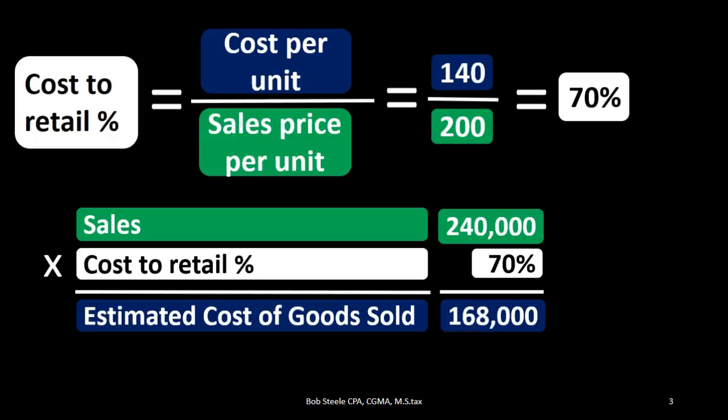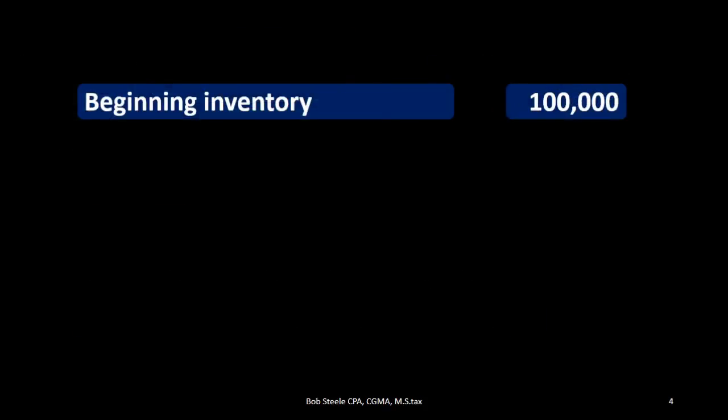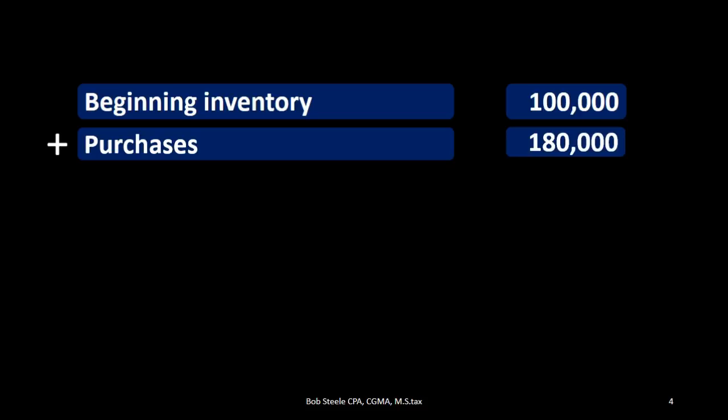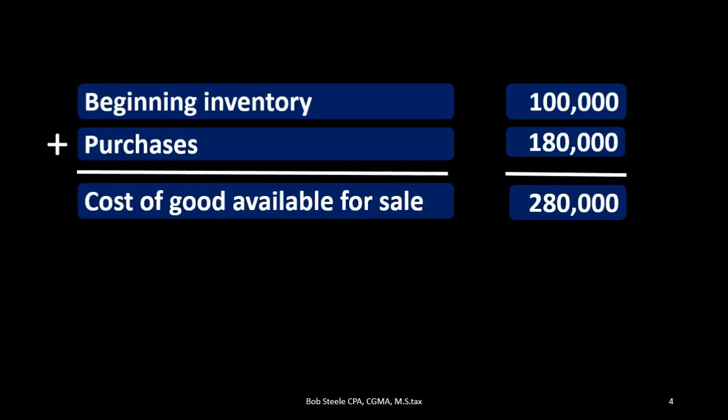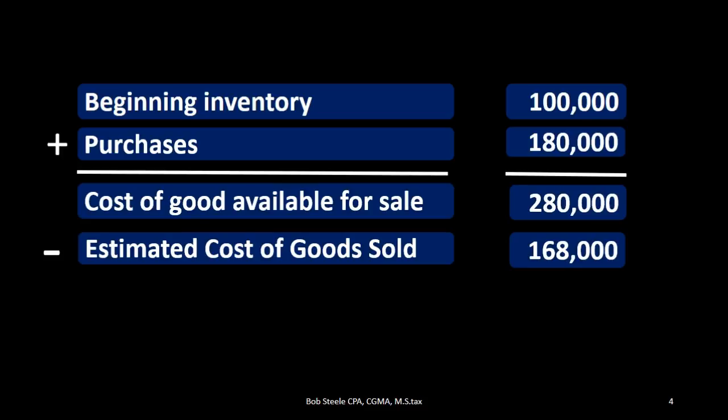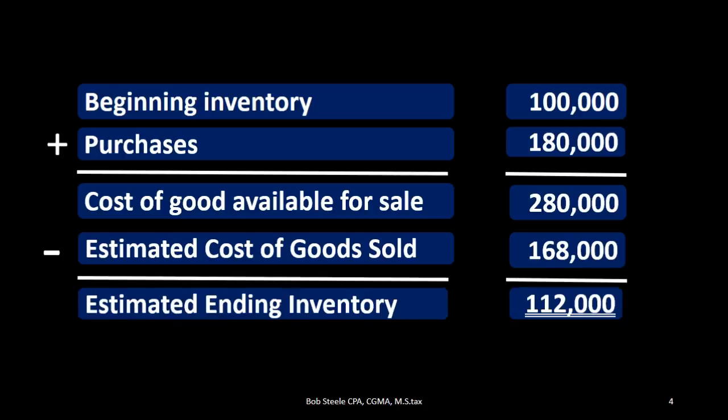Now that we have the estimated cost of goods sold, we can calculate ending inventory by taking beginning inventory, which we know from last period, plus the purchases, which we know what purchases are because they are what they are. That's what we paid for it. That gives us the cost of goods available for sale. Then we're going to take the estimated cost of goods sold that we just calculated. And if we subtract that out, then we're going to have the estimated ending inventory.